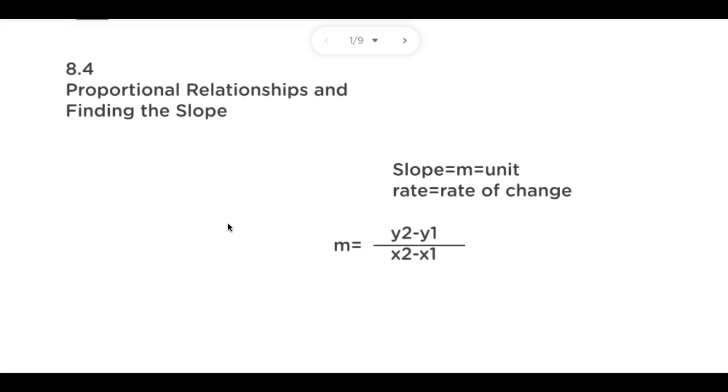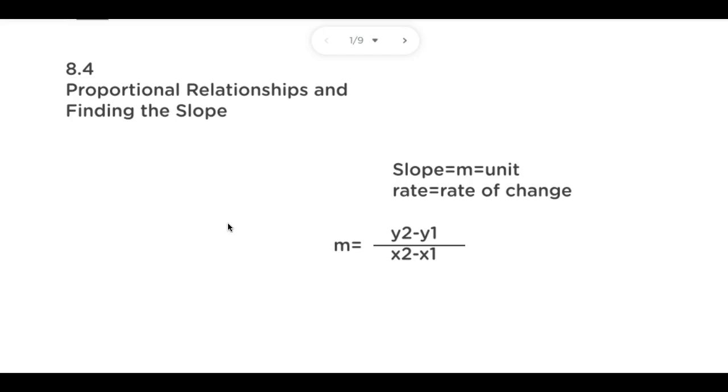I'm gonna say that one more time. You need to know that the slope is the same as the m, is the same as the unit rate, and it's the same as the rate of change. They're synonyms. When you are taking exams, they can use any one of these phrases, and you need to know that it is the same thing.